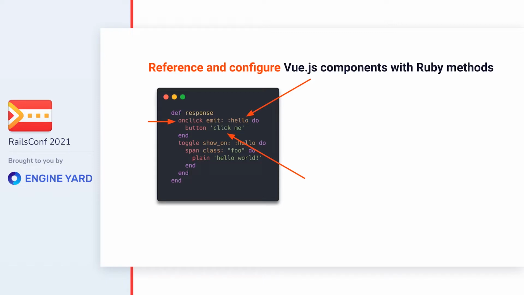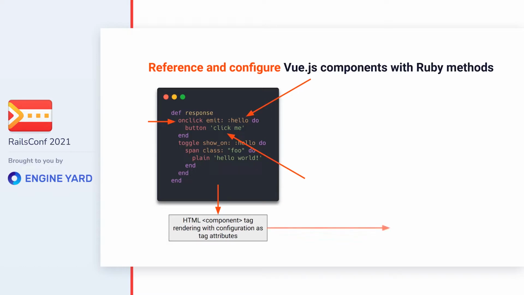They are targeting components like the self-made card component in our previous example, but in this case, this pre-built component knows that it is associated with a Vue.js JavaScript counterpart. As mentioned earlier, the response method of a component or page class returns an HTML string, and each Vue.js component reference, in this case onClick and toggle, triggers the rendering of a special HTML component tag containing the configuration hash, like emit hello and show on hello, as tag attributes.